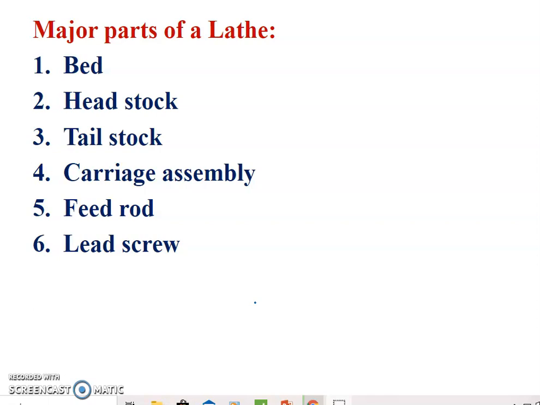In the previous lecture, we discussed the major parts of a lathe. We discussed 6 major parts. The first part is the bed, second headstock, third tailstock, fourth carriage assembly, fifth feed rod, and sixth lead screw. Today in this lecture we are going to discuss the main functions of all these major parts in the lathe.